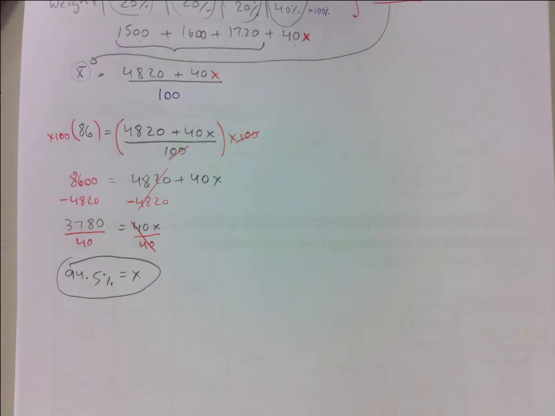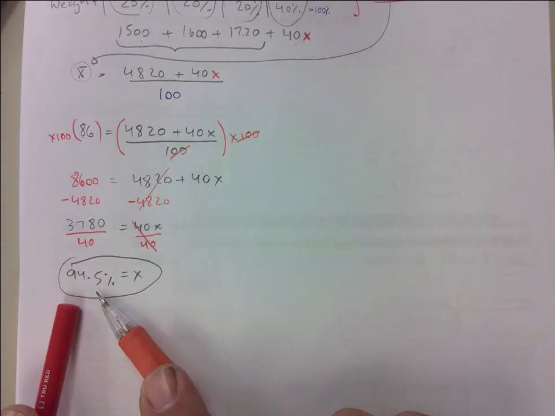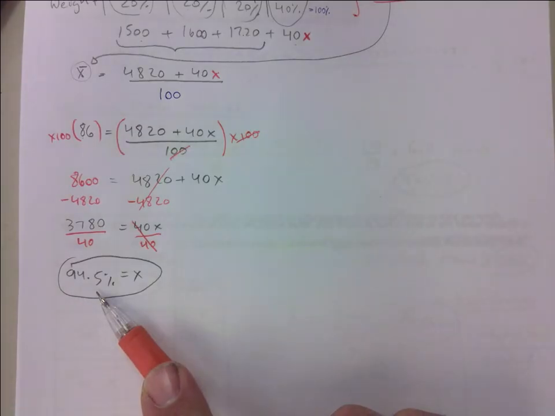So we need 94.5%. Is that possible to get the 86? You need to score 94. It is still possible. If this answer is over 100%, it means you cannot achieve that 86% goal. Okay, so remember that.